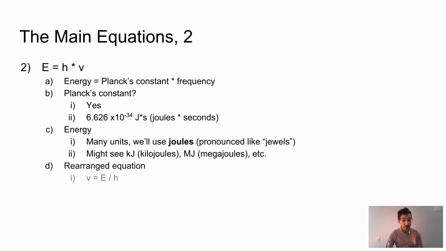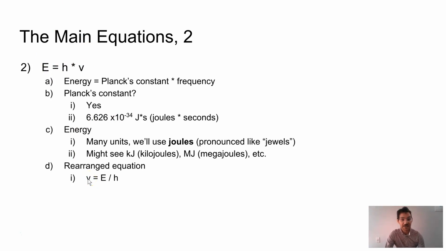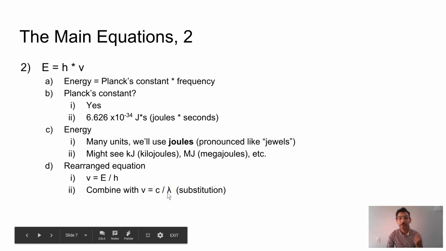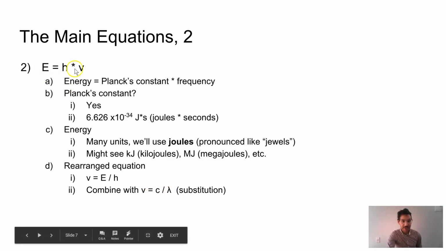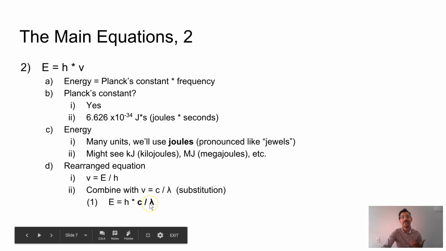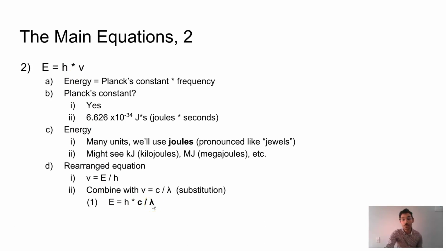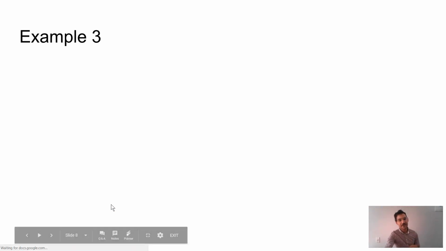And so we can rearrange this equation if we want to. If we want to solve for frequency instead of energy, we can rearrange it so that frequency is equal to energy divided by Planck's constant. And there is another cool way that we can rearrange this through substitution. If we take the equation from our rearrangement of our first equation, we can take v and substitute c divided by lambda into this main equation. It would look like this. And now we can use this equation, which has energy, 2 constants, and wavelength in it, if we want to directly convert between wavelength and energy. We'll see an example of that later, but it's pretty fancy stuff.